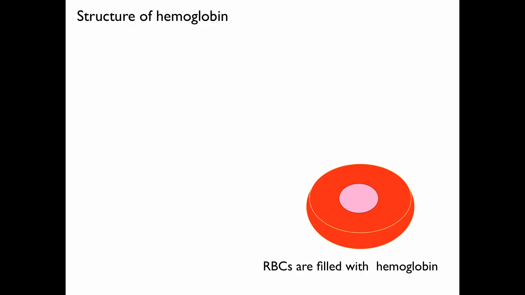First, a note on the structure and function of hemoglobin. Hemoglobin functions to bind oxygen in the blood to carry it to various tissues. Hemoglobin is found in red blood cells, and these red blood cells are just packed full with hemoglobin.